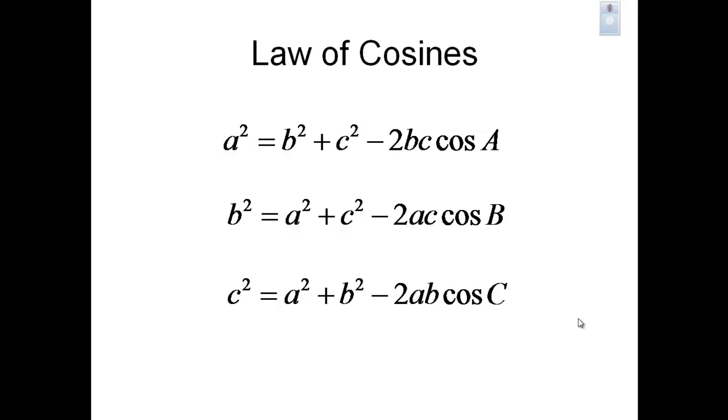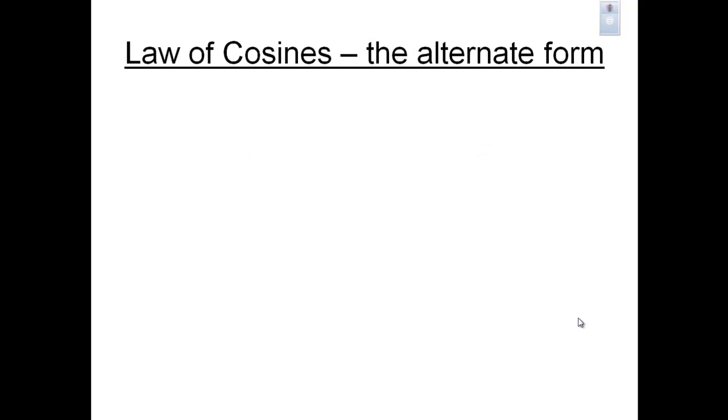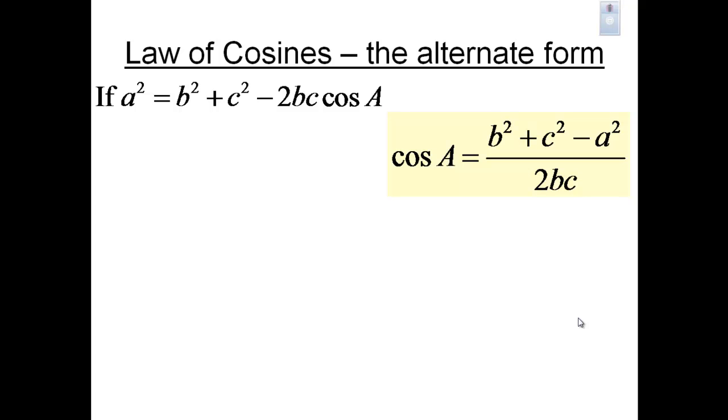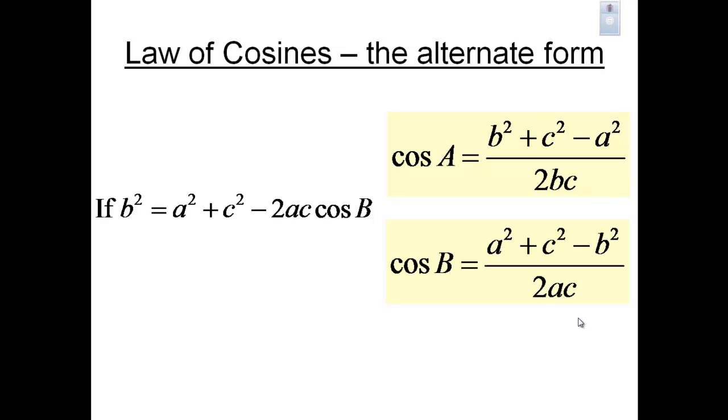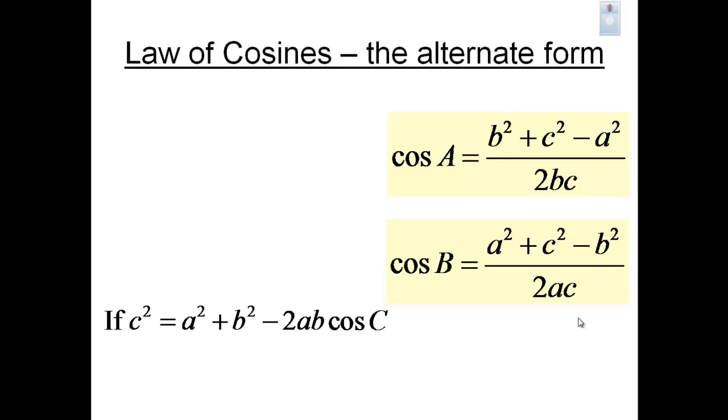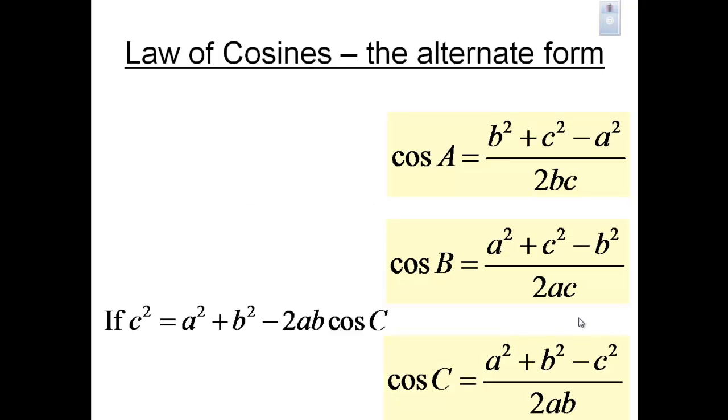So you'll notice that your cheat sheets have an alternative form. Obviously, if a squared equals b squared plus c squared minus 2bc cosine of A, I could solve for cosine of A and get this. In the same respect, if I look at the one solved for b squared, I could get this. And of course c squared, I could solve for this. Note that these are not new equations, they're just solved in another form. So if I wanted to find a missing angle, I'd probably use the alternate form. And if I wanted to find a missing side, I'd use the first form. Note that both of those are given to you on your cheat sheet.